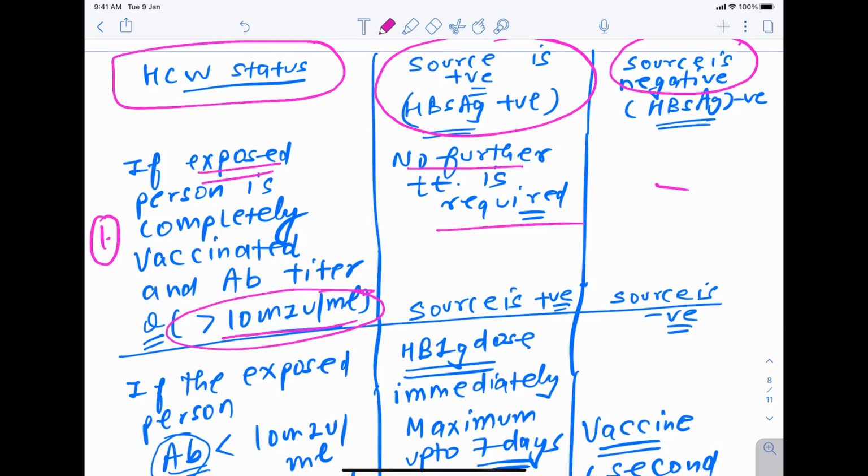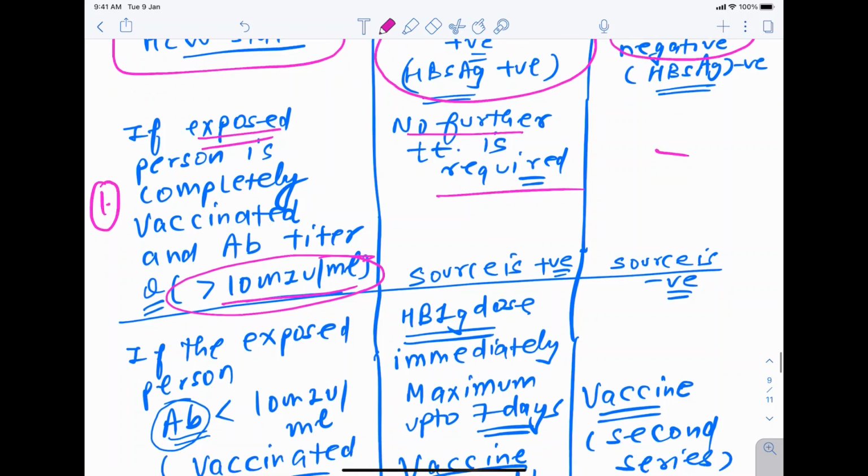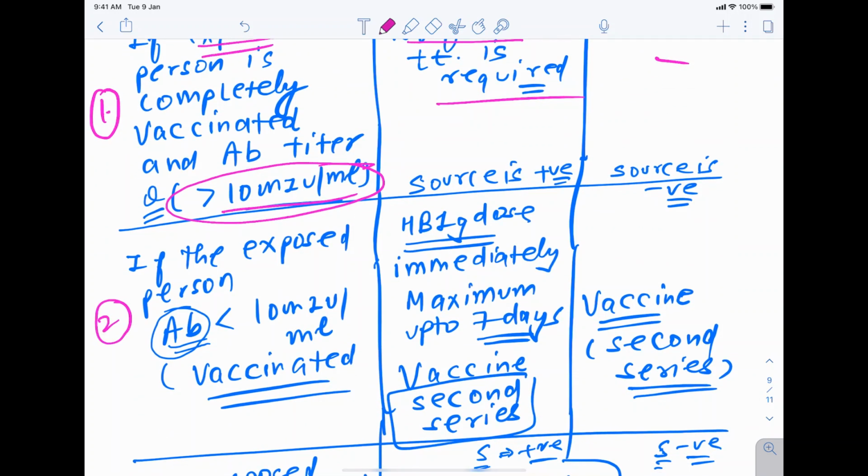So nothing is required in this particular scenario. Now the second scenario is, what if the exposed person's antibody titers are less than 10 milli-international units per ml and he is completely vaccinated for one series? Completely vaccinated for one series, but the antibody titers are not fine.